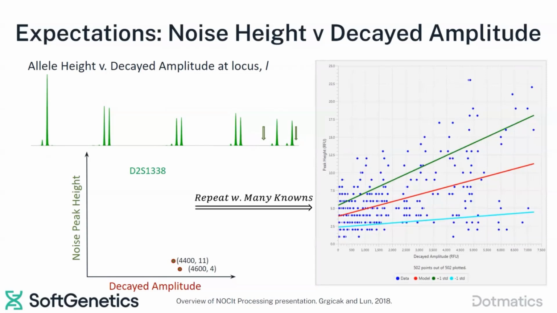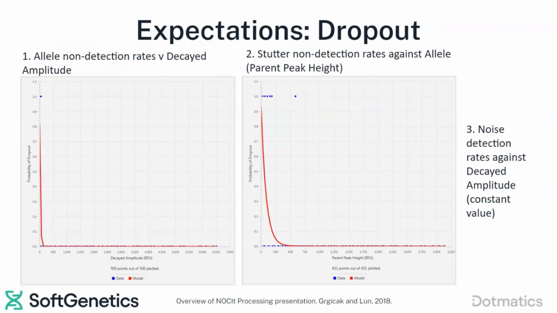NOCIt also looks at how the decayed amplitude affects the noise peaks. But as you can see here, the noise is just kind of more variable, so the model gets closer to a constant value than it did with the other variables. Dropout is also calculated. Here we can see the probability of dropout based on the decayed amplitude.